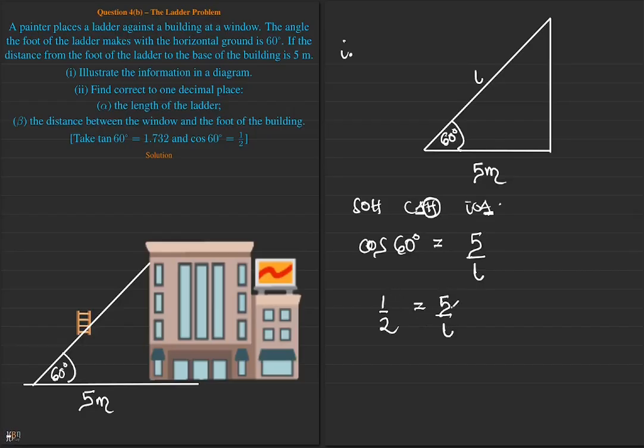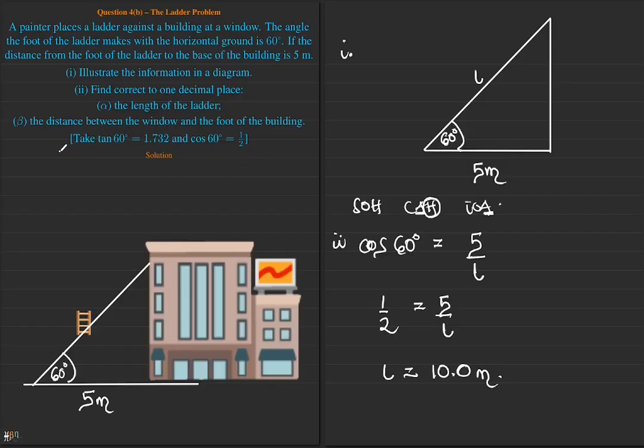If we cross multiply, we have 1 times L, which gives us L, is equal to 2 times 5, which gives us 10. And we attach the units to it. So the length of the ladder is 10 meters. It says to 1 decimal place, so 10.0 meters will be fine. That becomes our answer to the second part of the question.